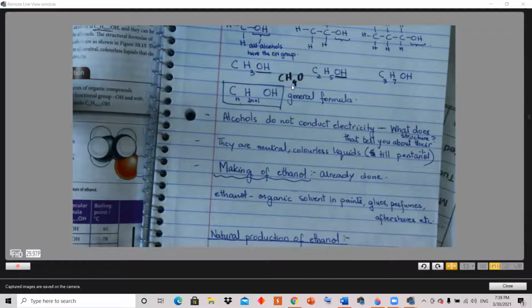Remember, I told you, haloalkanes were also the same thing when we were discussing haloalkanes. What were haloalkanes?